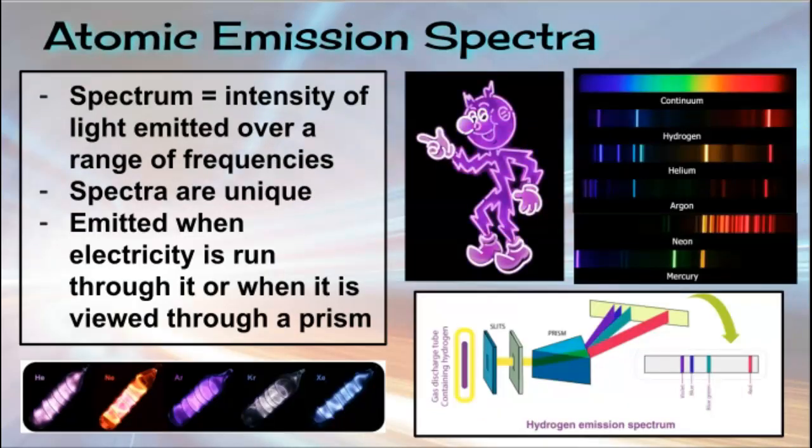The atomic emission spectra is going to be a way that you can help to identify different elements. So a spectrum is going to be looking at the intensity of light that's emitted over a range of frequencies. And spectra are unique. They are unique to specific elements. So you can see this either when you run electricity through a spectral tube that contains a gas, for example, or when you view the particular element through a prism. When light from it is passed through a prism, then you can see the spectra that are emitted.